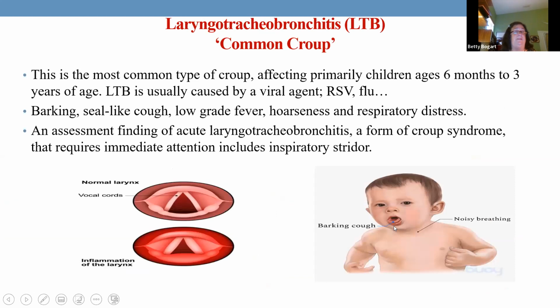Common croup, as I said, is a barking cough. We need to treat it because we don't want to go to the point of epiglottitis. These are usually a viral thing, in children 6 months to 3 years. You'll have a little low-grade fever, usually 100, maybe 101, and they're going to be barking and barking, and you'll see a little bit of respiratory distress. If they start with inspiratory stridor, again, we're getting close to epiglottitis, so get in for emergency treatment.